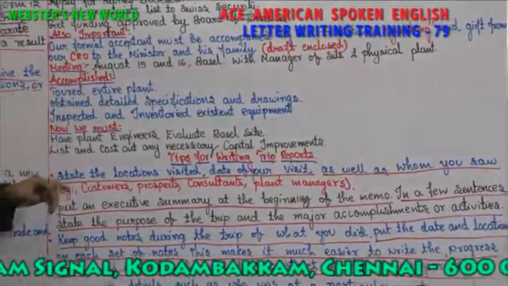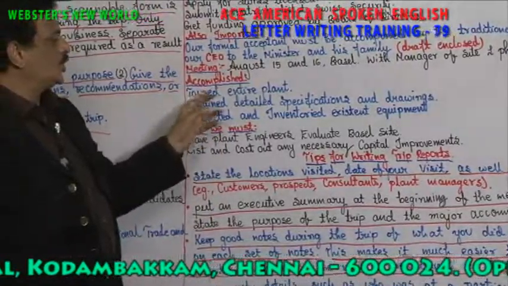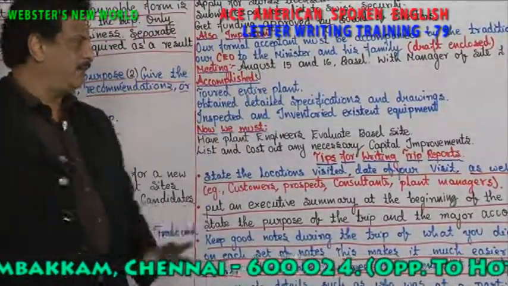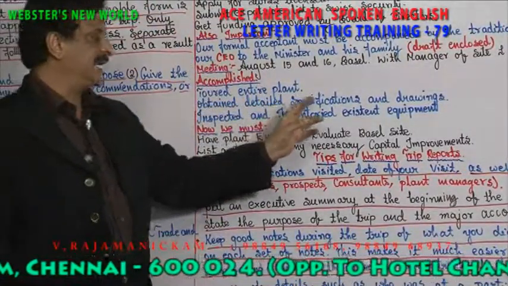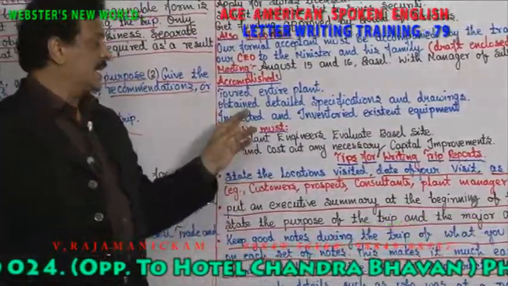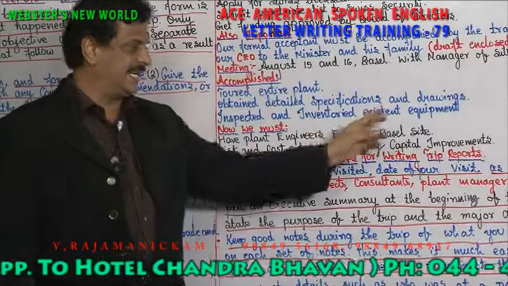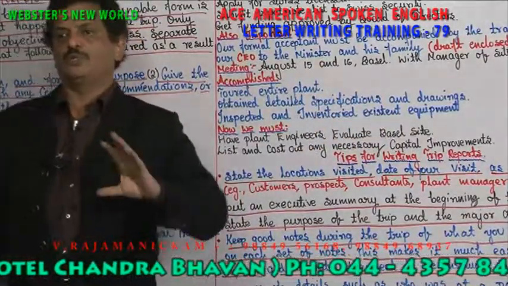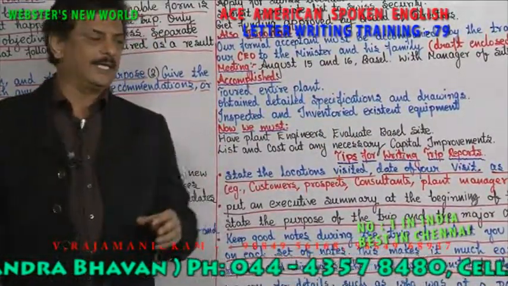So the second meeting happened. What have they accomplished? We toured the entire plant we visited. Obtained detailed specifications and drawings. We got the entire structures, inspected and inventoried existent equipment. So we have seen everything about the equipment.